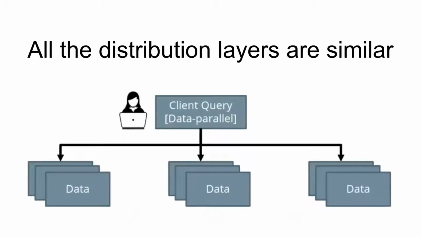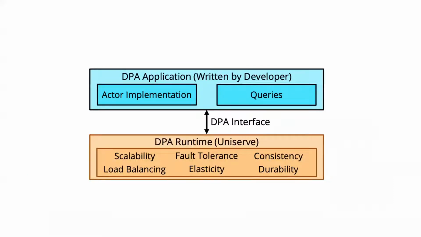Coming back to their major insight that all the distribution layers are similar, if they are similar, can we make it easier to build such systems, since they are difficult to build? The answer to this question is their data parallel actor model, abbreviated as DPA, which runs on their Uniserve runtime. The core proposition of DPA is that you can construct a distributed query serving system from purely a single node system.